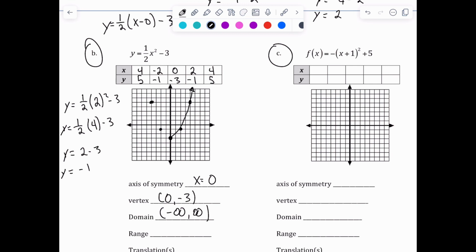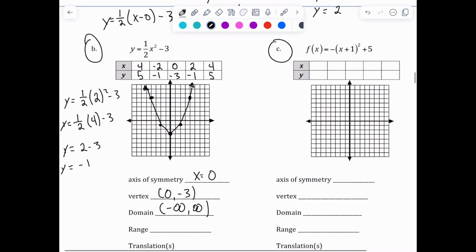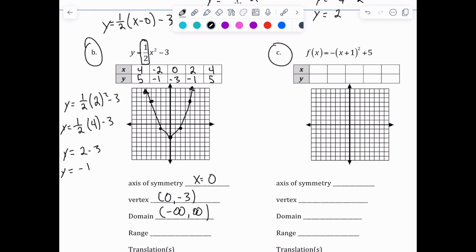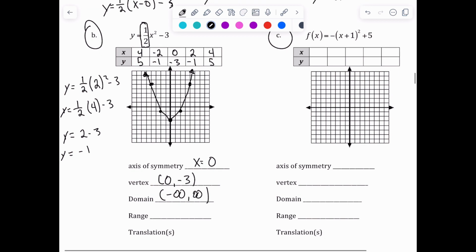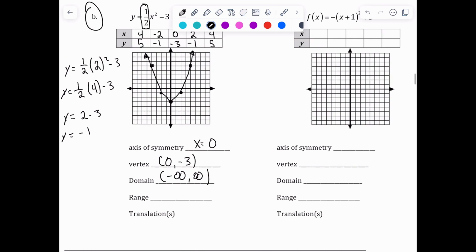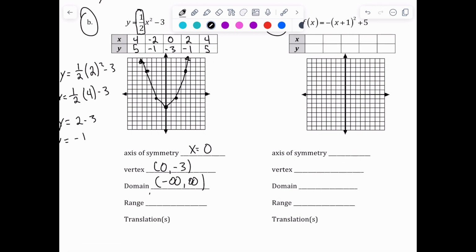And the thing I like about this U is, we'll talk about it in translations, it's a little longer U, or it's kind of stretched out a little bit, which will be important right here. This number right here identifies the stretch or the shrink, okay? So let's go into here real quick. So the range, now we can do the range. Lowest value of y to the highest value of y. So my lowest value of y is -3. My highest value of y is infinity.